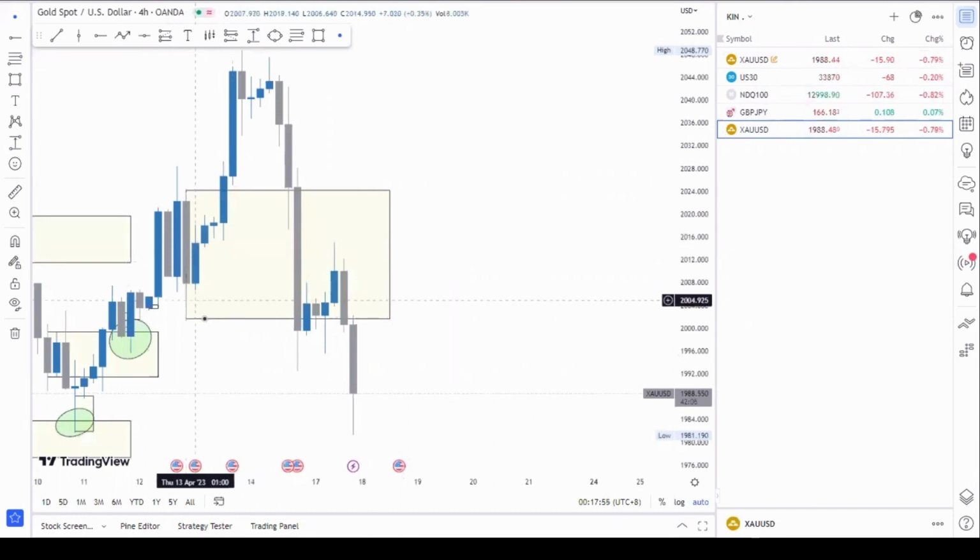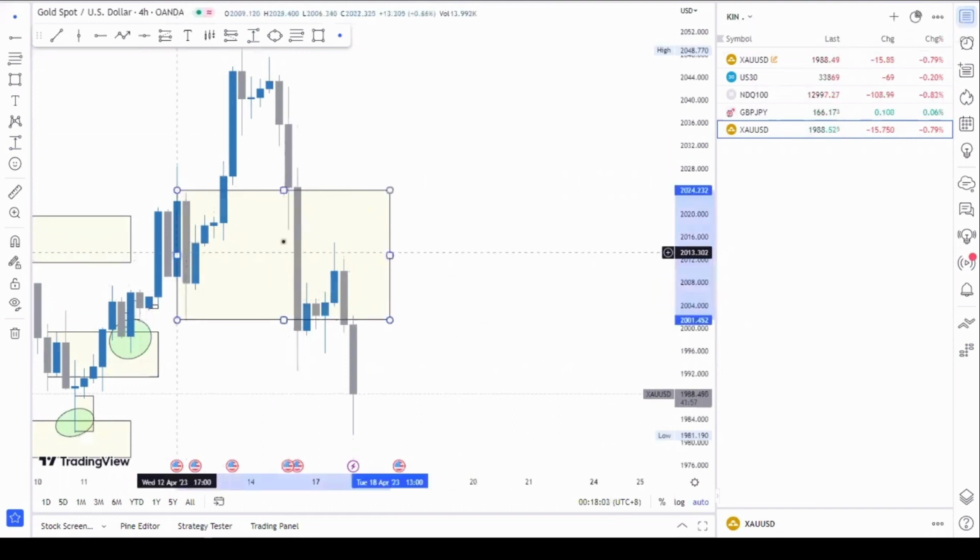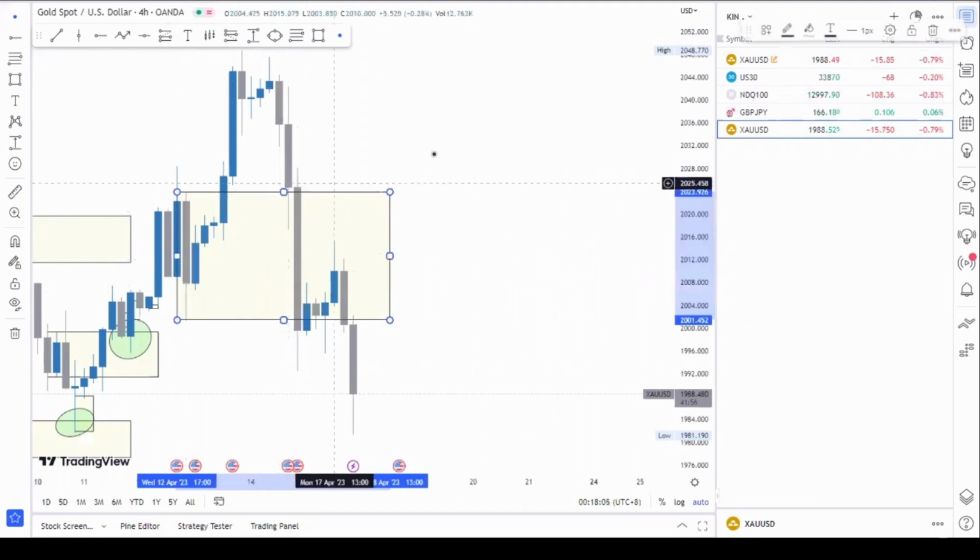This is the right zone. When the price got into the zone after yesterday's markup, I had this zone and I took that sell. It's only a demo account, but I think it is running about 300 pips. Oh my God.